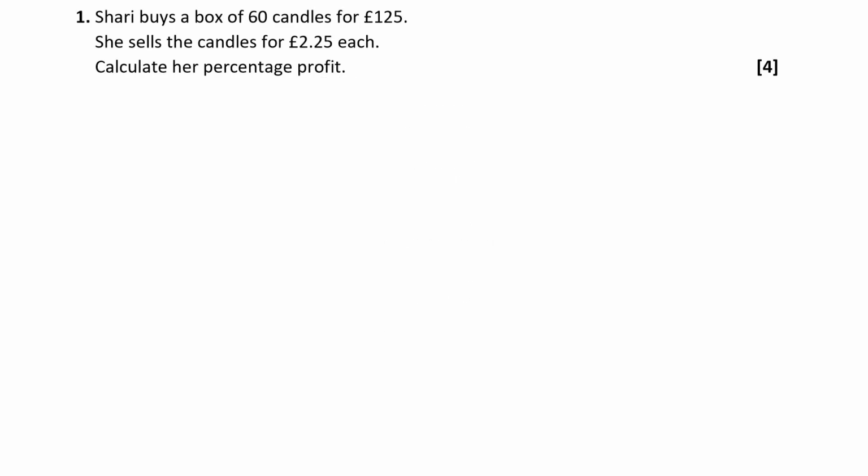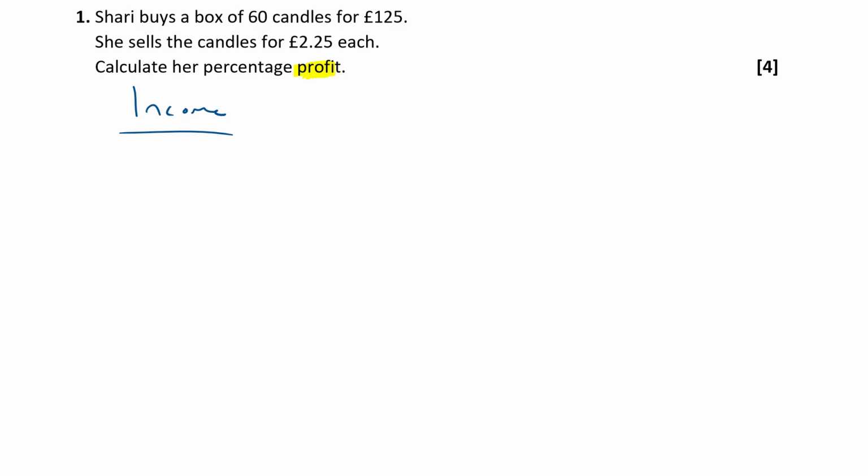Question 1. Shari buys a box of 60 candles for £125. She sells the candles for £2.25 each. Calculate her percentage profit. Okay, well her profit is going to be how much money she had coming in, less how much money she's got going out. It's income less expenditure, isn't it? So if we work out the income first and then the expenditure, then we can subtract one from the other, can't we? So let's have a look at the income first of all.